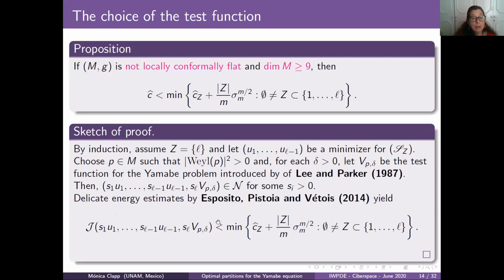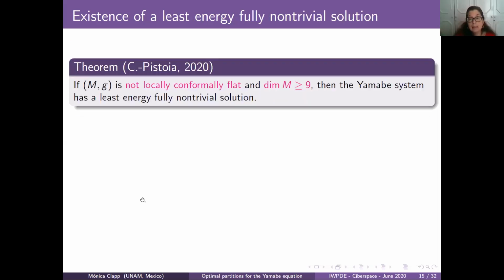So now we use delicate estimates that were computed by Esposito, Pistoia, and Vétois for the Lee and Parker test function, and using these energy estimates, we see that under the assumptions that we are considering up here, so if M is not locally conformally flat and the dimension is larger than or equal to 9, then indeed the energy of this guy is smaller than this number. And so this proves the existence of a fully non-trivial solution for the Yamabe system on the manifold M if M satisfies these assumptions.